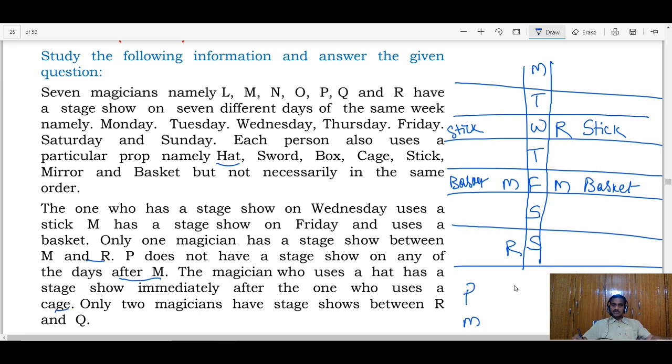The magician who uses a hat has a stage show immediately after the one who uses a case. Now this case and hat must be adjacent to each other. Case and hat can be placed like this or here, so there are two different possibilities. And next one: only two magicians have a stage show between R and Q. Between R and Q there are two. And P is before M. P can be in these two places.